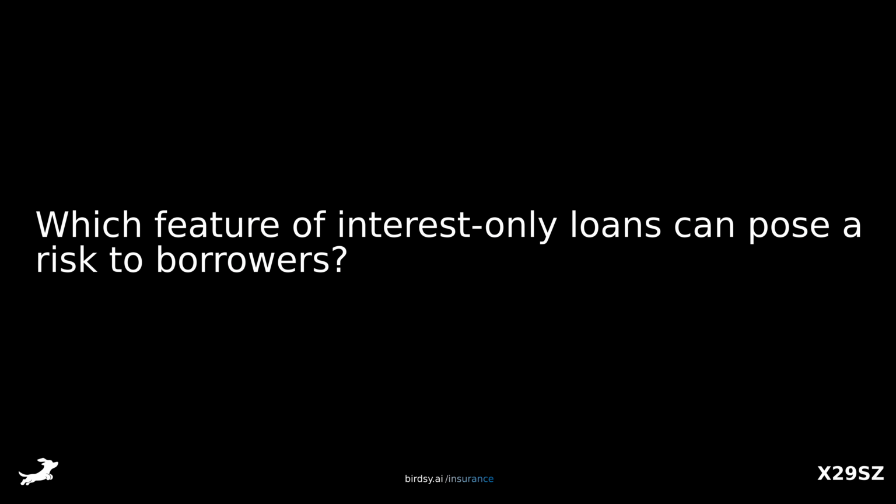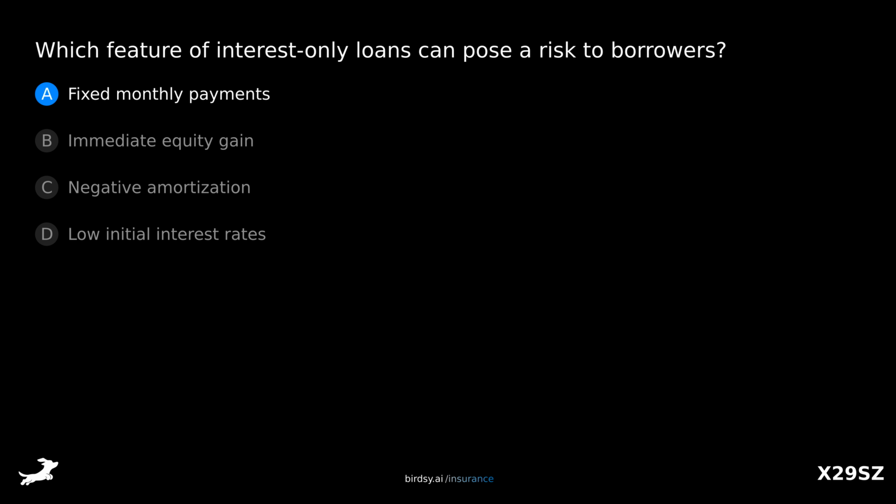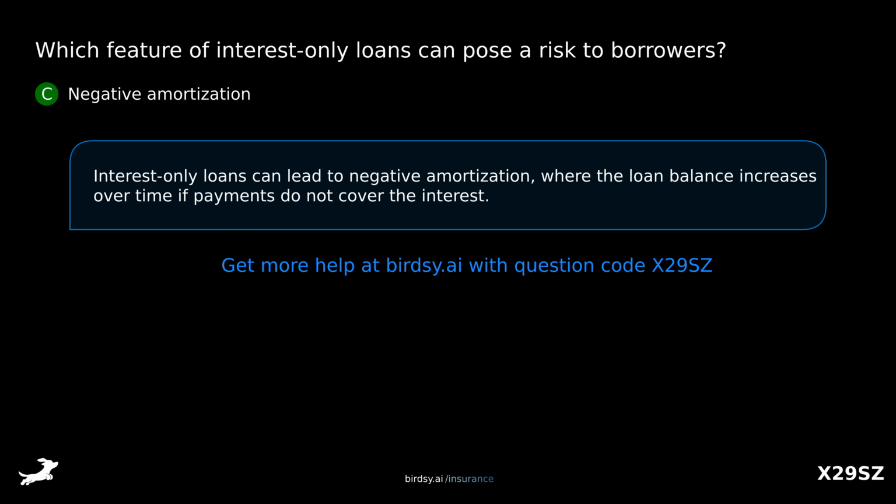Which feature of interest-only loans can pose a risk to borrowers? Is it A, fixed monthly payments? B, immediate equity gain? C, negative amortization? Or D, low initial interest rates? The answer is C, negative amortization. Interest-only loans can lead to negative amortization, where the loan balance increases over time if payments do not cover the interest.